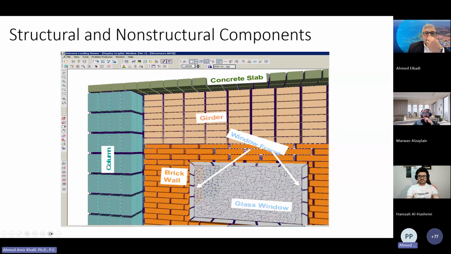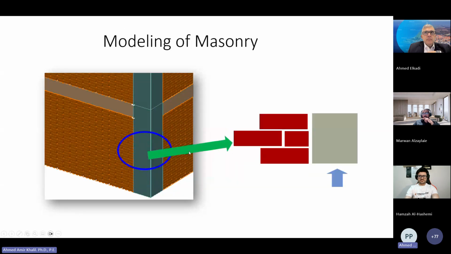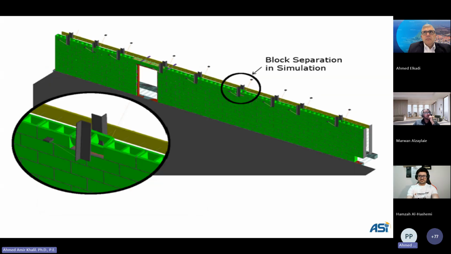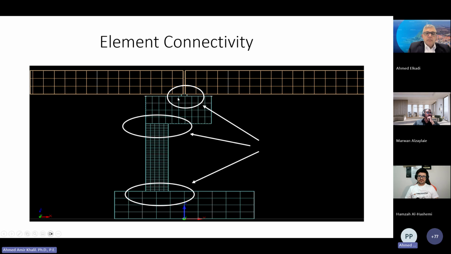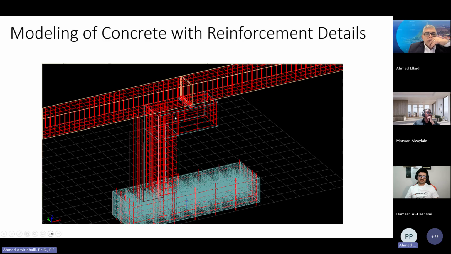You can model even the interaction with non-structural materials such as the window frame and the glass window. You can model the interface between concrete, masonry, and between brick and brick using mortar joints. You can include block separation and interaction between blocks and steel. You can model the interaction between stone and masonry and wood. And you can deal with fine mesh next to coarse mesh in the same model.